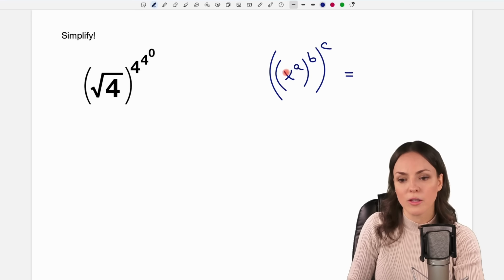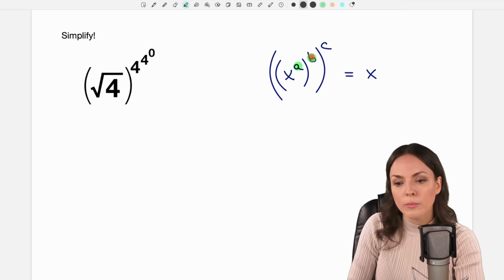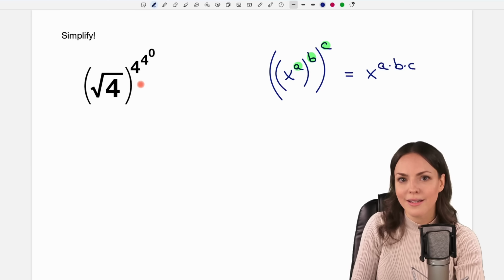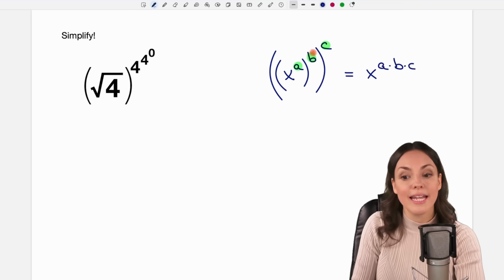So we just take the base, the x, and then we are allowed to multiply the exponents, so take a times b times c. And I'm pretty sure that some of you used this rule to simplify this expression, but it's actually wrong because we don't have these parentheses here. So here our exponent is just a number, so it's raised to the power of b, just b, and then all of this is raised to the power of c, so the exponent is another number.